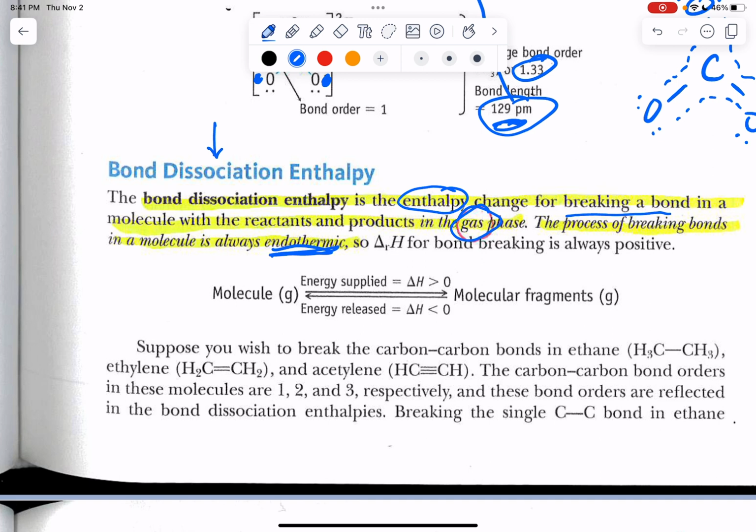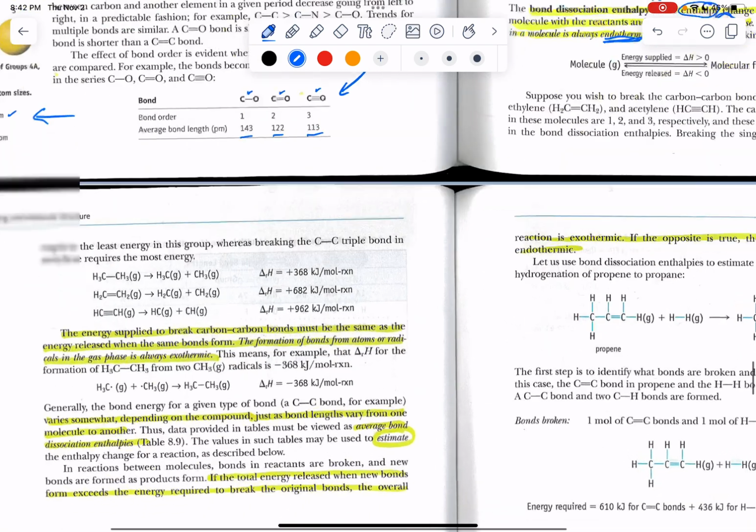And so in the battle of breaking and forming bonds, whichever side wins determines if the overall process is exothermic or endothermic. If it takes more energy to break the bonds than to make the bonds, it's endothermic. If it takes more energy to make the bonds rather than break them, in other words, if you get more energy from making the bonds than it took to break the bonds, then it is going to be exothermic. I hope I said that correctly.